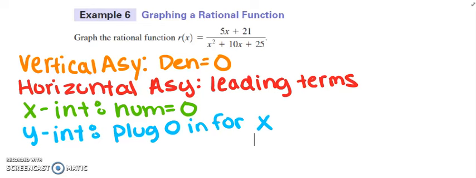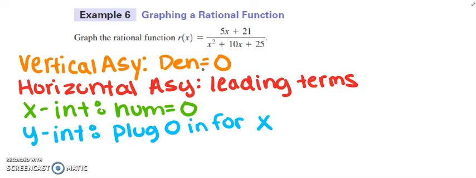This should hopefully be your last video. I want you to take example 6 and do what we did on example 5. Find the vertical asymptotes by setting the denominator equal to 0. Horizontal asymptotes by comparing those leading terms and looking at the 3 different cases it could be. The x-intercept by setting the numerator equal to 0 and solving. Y-intercept by plugging in 0 for x.